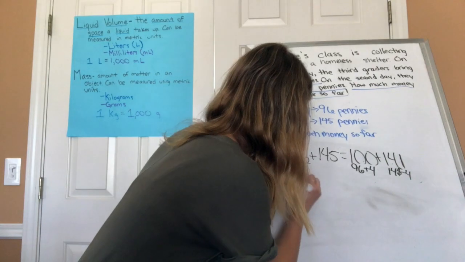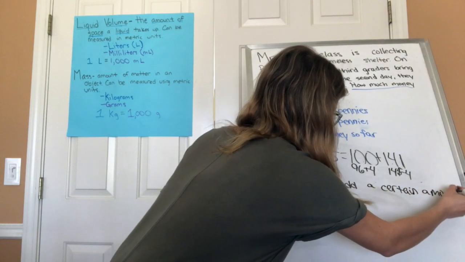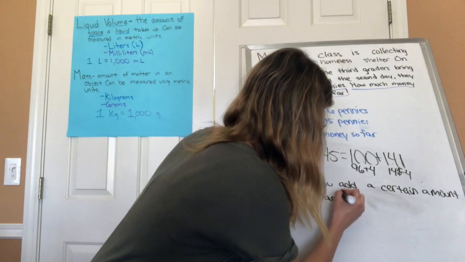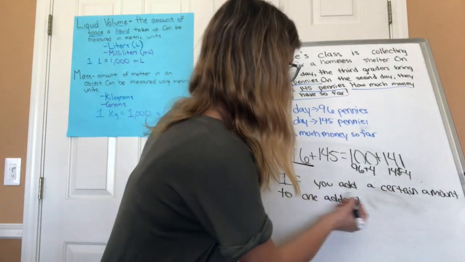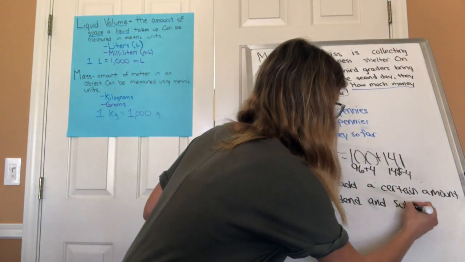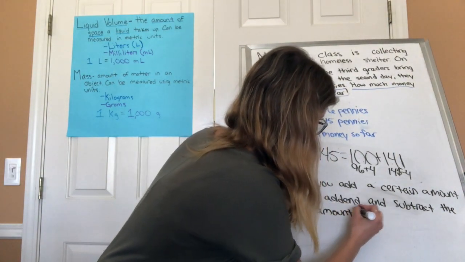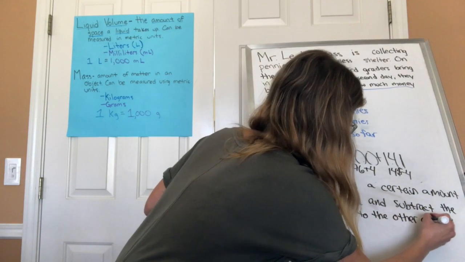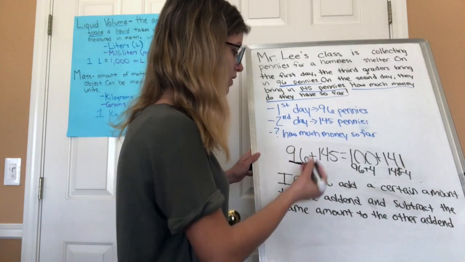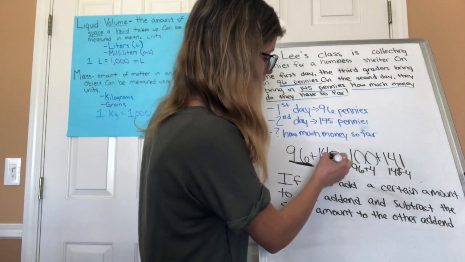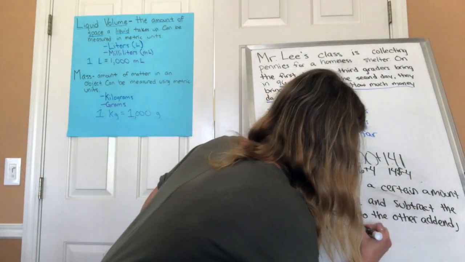So if we put that all together, if you add a certain amount to one addend, and remember, an addend is just one of the numbers that you're adding up, so 96 is an addend, and subtract the same amount from the other addend, add a certain amount, like how we added 4 to 96, and then subtract the same amount, like how we subtracted 4 from 145, our other addend, the sum stays the same.